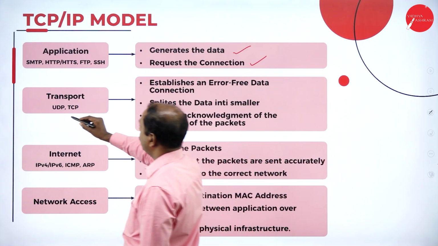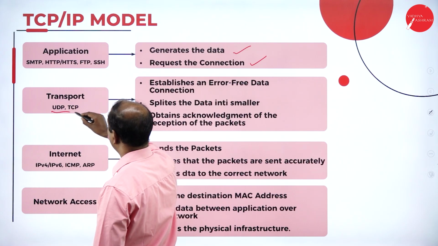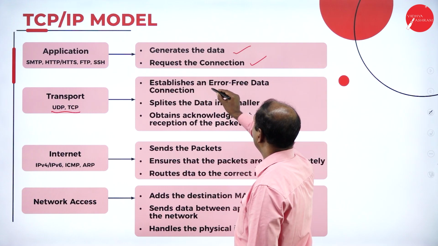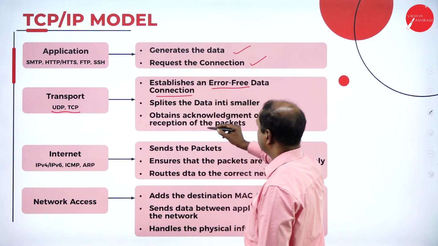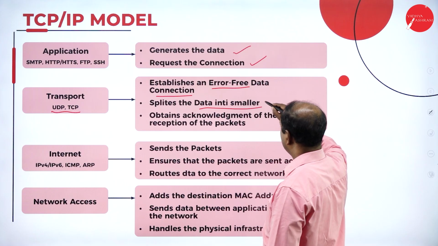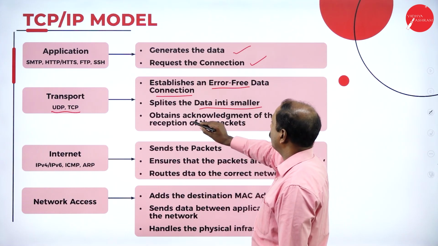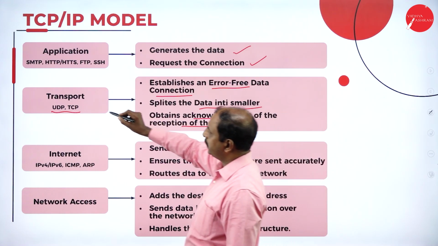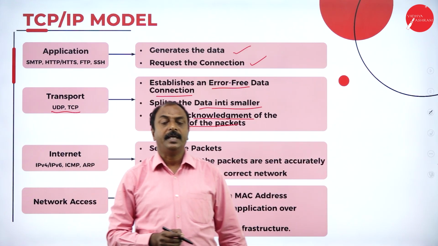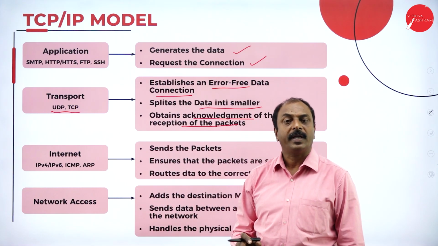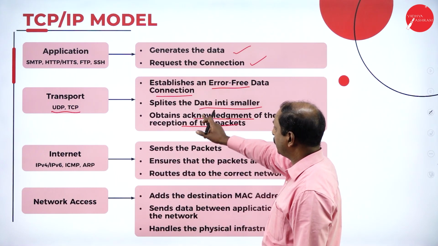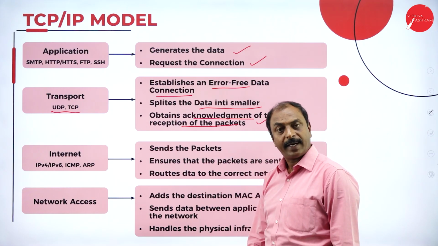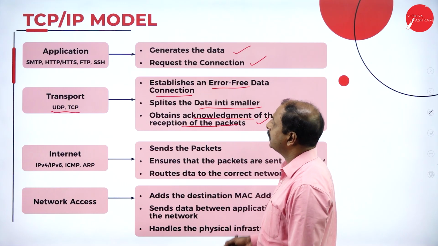Then the transport layer. There are two protocols, UDP and TCP. It establishes an error-free data connection. It splits the data into smaller packets and obtains acknowledgement of the reception of each packet. Its responsibility is to wait for an acknowledgement before transmitting the next packets over the network. So it provides an acknowledgement for the data packet which has been received at the receiver end.